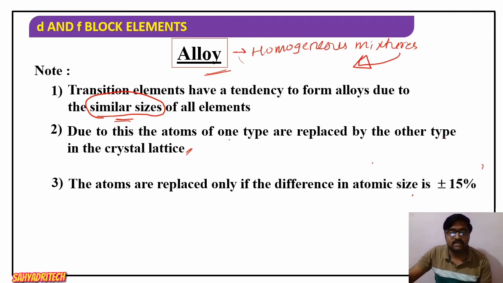So whether it is feasible with all types of metals, as I said, no. When it is feasible, the atoms are replaced only if the difference in the atomic size is plus or minus 15%. So it is very, very important. Alloy formation takes place only when the difference in the atomic size is plus or minus 15%, or else no. If it is greater or less than plus or minus 15%, alloy formation does not take place.